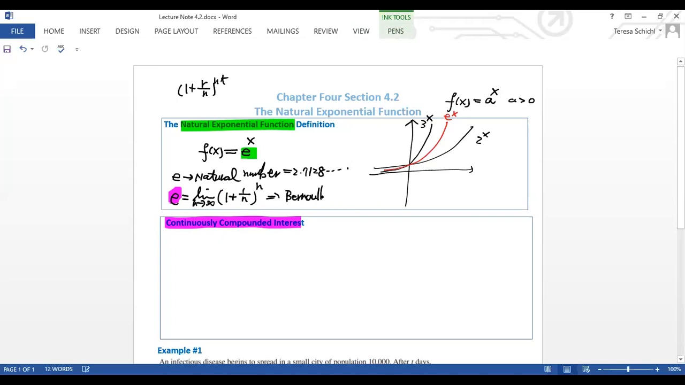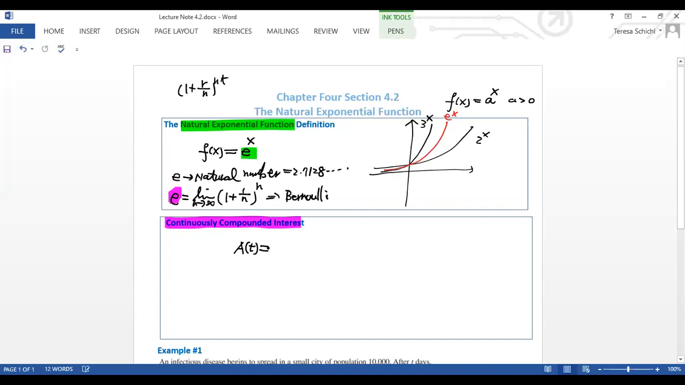By the guy Bernoulli. In fact, Bernoulli was calculating the interest. So that's why he said, how about if I compound continuously? We did an example in the previous video. We said we're compounding every day. Now, how about if you want to compound every minute, every second? Then what is that? In fact, we find these formulas here. So he derived this formula.